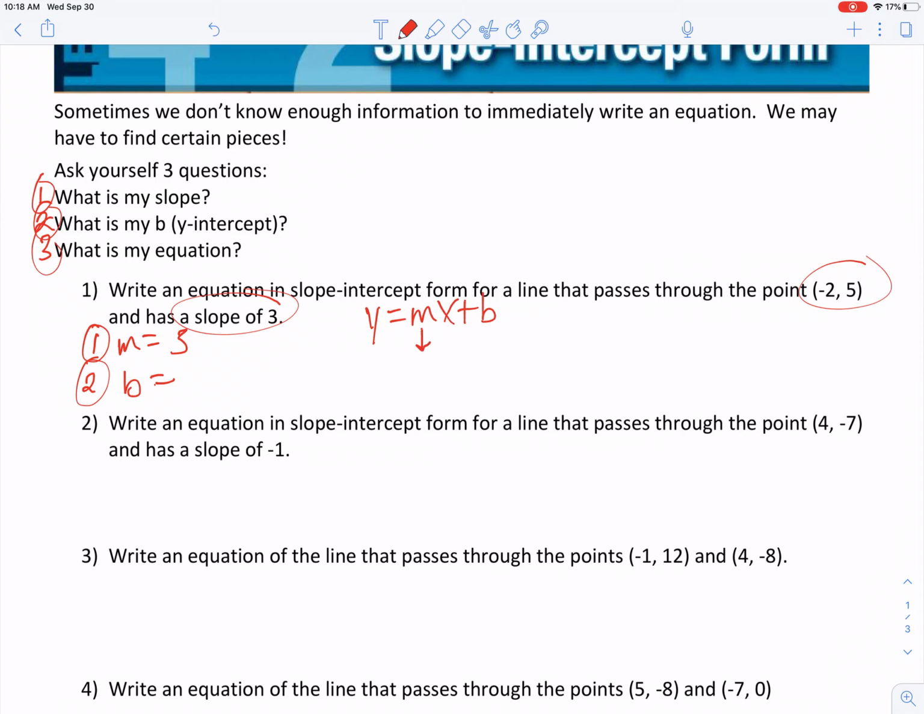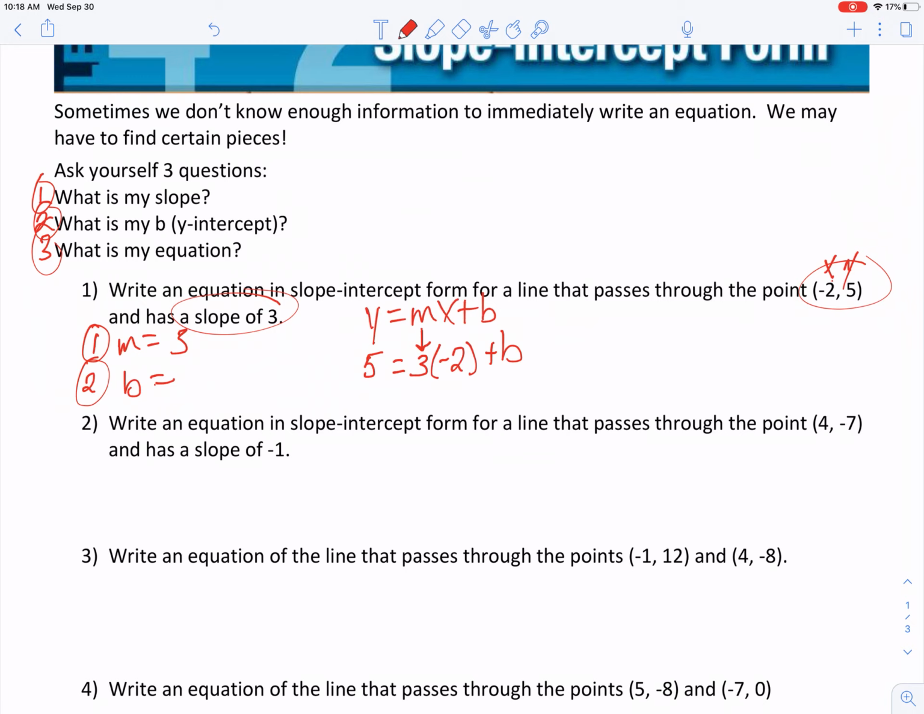I don't know the b. I do know, however, a point, and I know that all points are given to me in the form xy. So if I take this point and I plug it into the equation, that's going to leave me with just the b left over as a variable for me to solve for. So y is 5, x is -2, and again, I don't know the b. This point works on this line, so that's how I know it's going to work. I just need to solve for b.